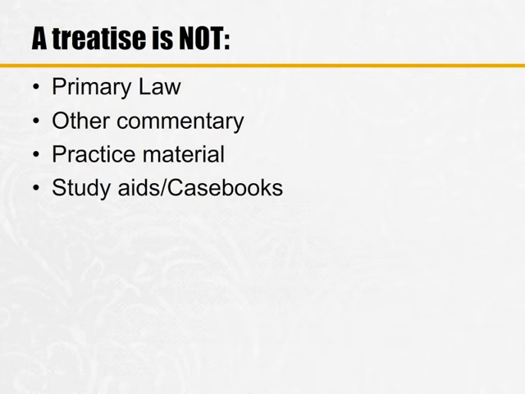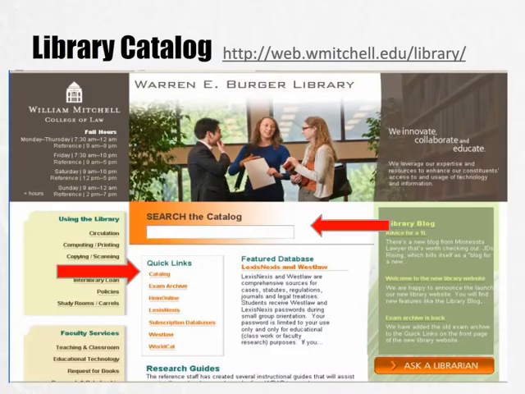Once you understand what a treatise is, and you can refer to Chapter 4 of your process book for a more detailed discussion of treatises if you are still unsure, you are ready to learn how to find one in our library collection. To find any material in our library collection, start at the library catalog, which can be found on the home page of the library website.